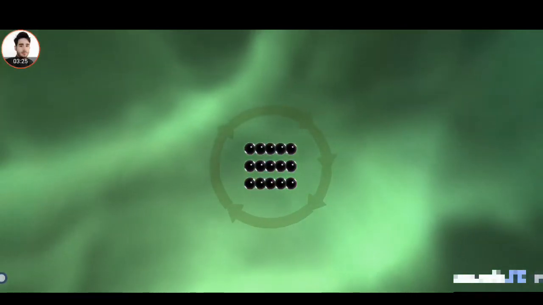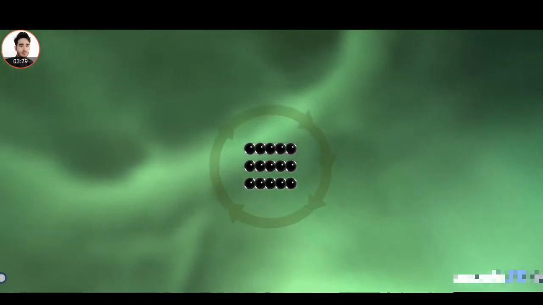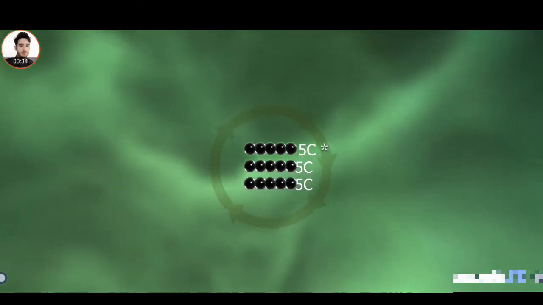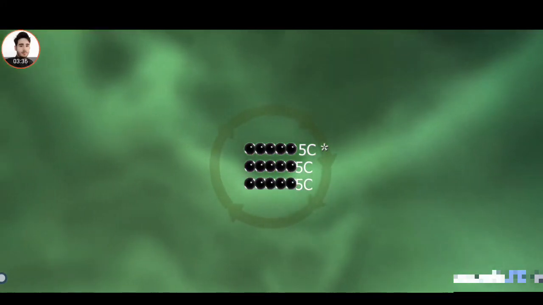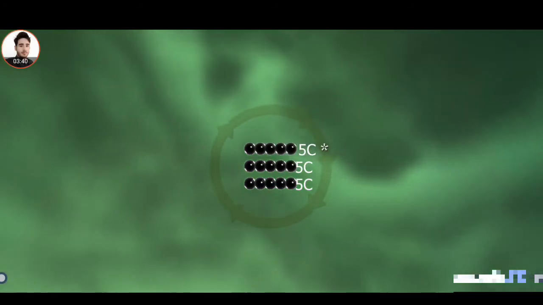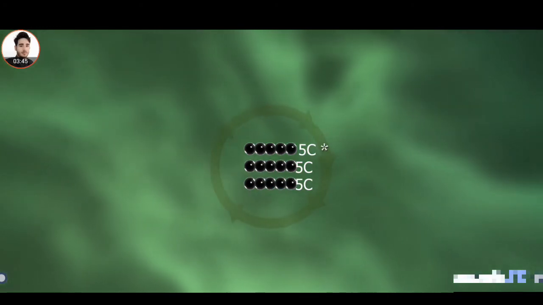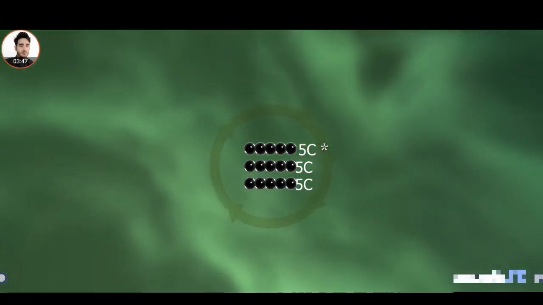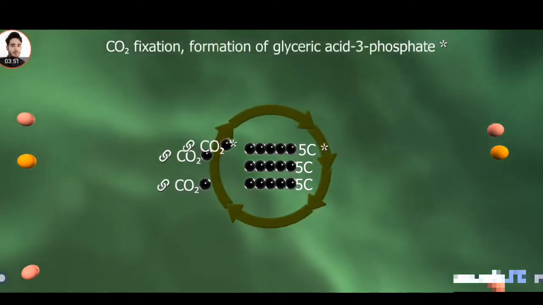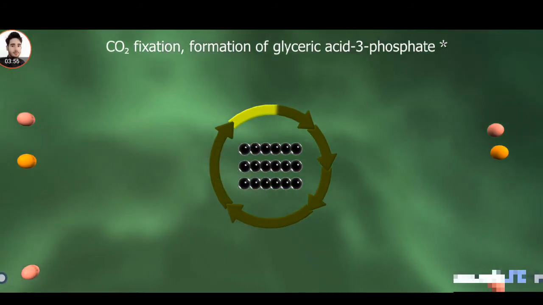Let's start with 3 5-carbon sugar molecules. They have 15 carbon atoms altogether. An enzyme protein incorporates 1 carbon dioxide molecule into each sugar molecule, while the product splits, and 6 3-carbon molecules are formed, with a total of 18 carbon atoms. Then, by using 1 NADPH and 1 ATP for each molecule, 6 glyceraldehyde 3-phosphate molecules are formed.